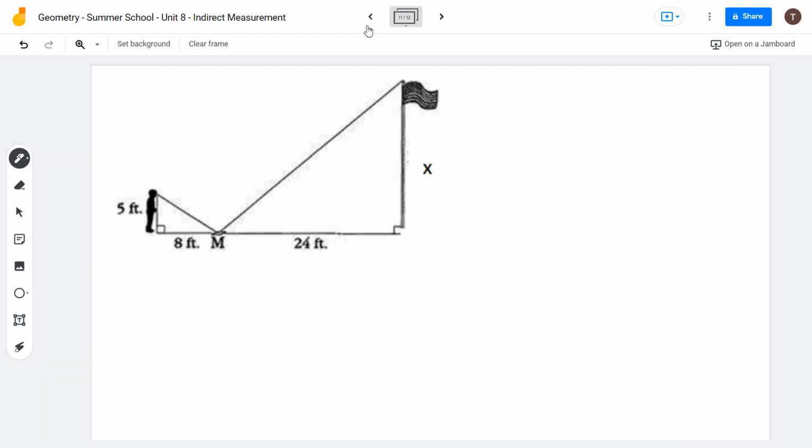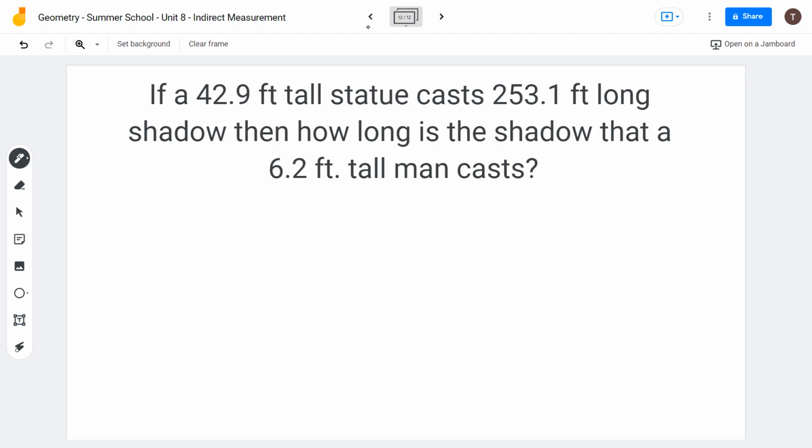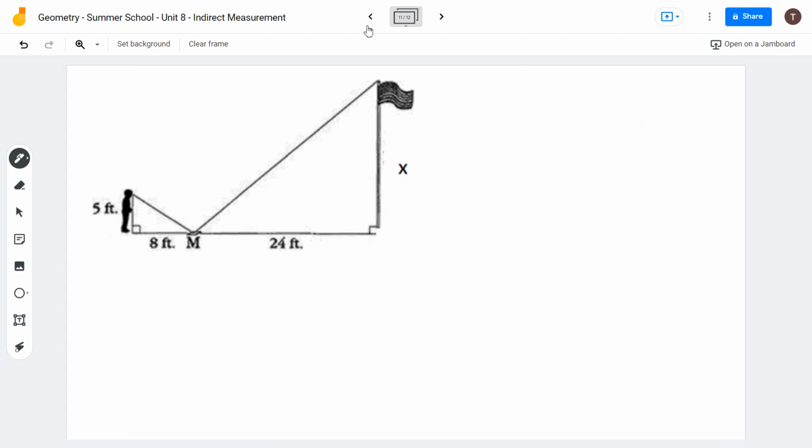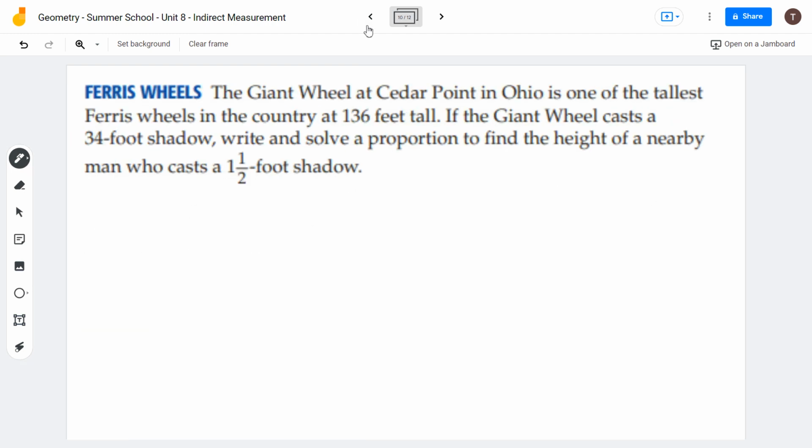Let's see. Which other one do we want to do here? I'll go ahead and do this one. So we have a Ferris wheel here. I don't know if anybody's ever been to Cedar Point. We got a lot of good roller coasters. The giant wheel at Cedar Point in Ohio is one of the tallest Ferris wheels in the country at 136 feet tall. So it's 136 feet. If the giant wheel casts a shadow that's 34 feet, write and solve a proportion to show the height of a nearby man who cast a 1.5 foot shadow.